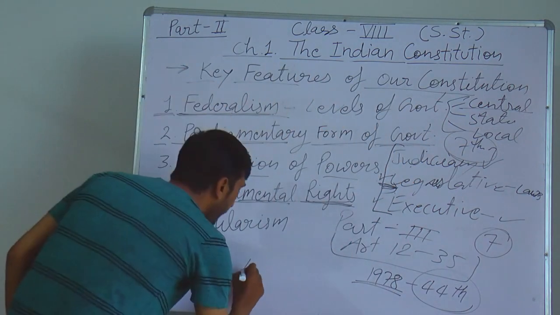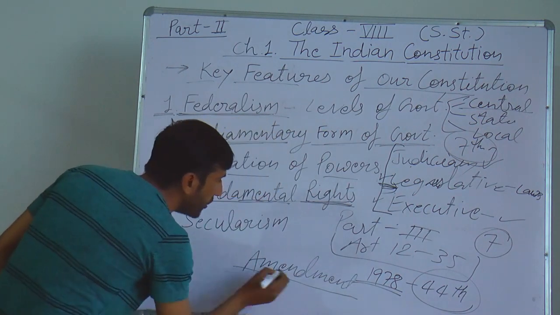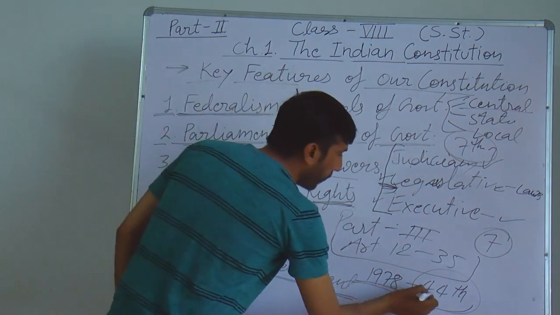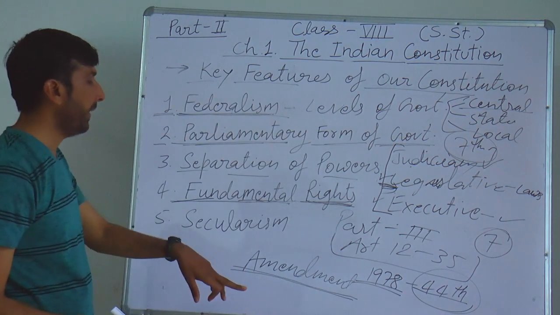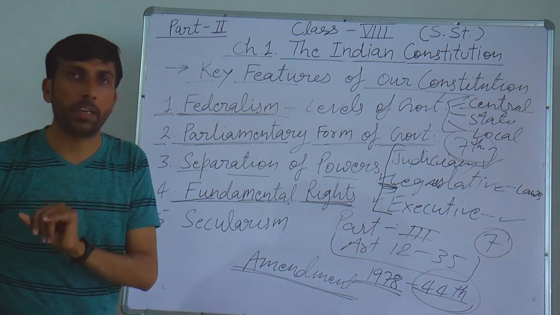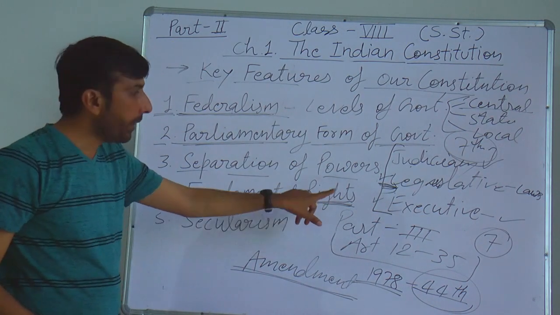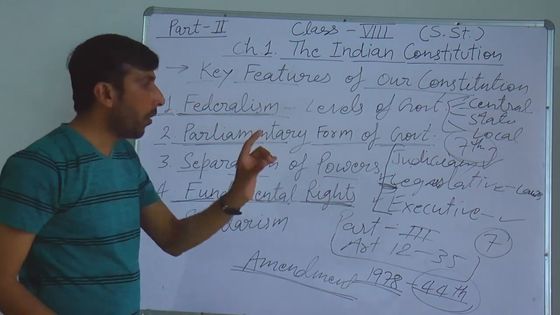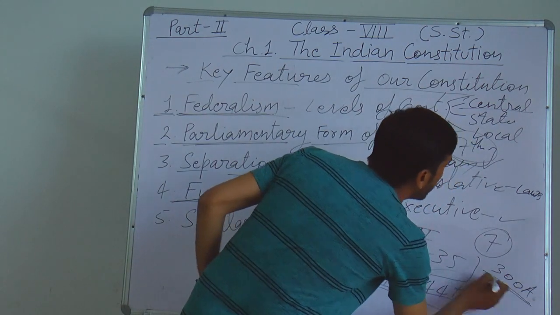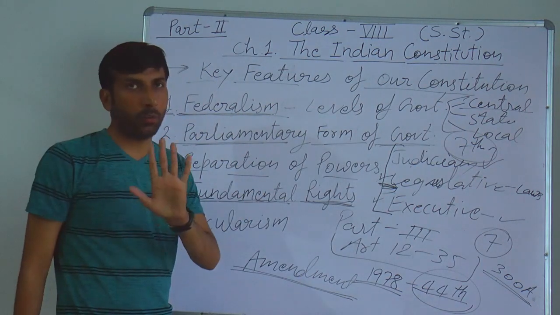What do we understand by amendment? Amendment means changing the constitution. So according to the 44th Amendment, the 7th fundamental right, the right to property, was removed from the list of fundamental rights, and now it has become a legal right. Now it is given in Article 300A. But how many fundamental rights are remaining? 6. Now there are 6 fundamental rights.